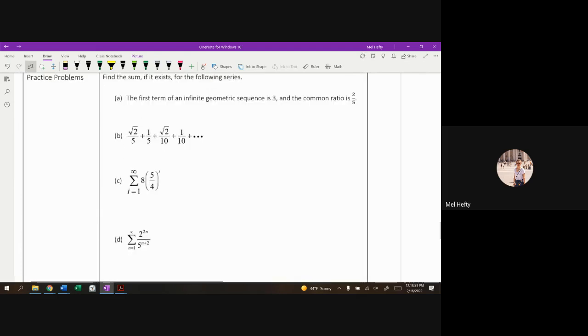All right, so first we're going to try to figure out, does it converge, does it diverge, it being the series. Then if we can, we're going to find the sum. So we've got first term is 3, common ratio is 2/5. We know it's geometric. Does it converge? Yes. How do you know? All right. The absolute value of r, which is 2/5, is less than 1. So this does converge.